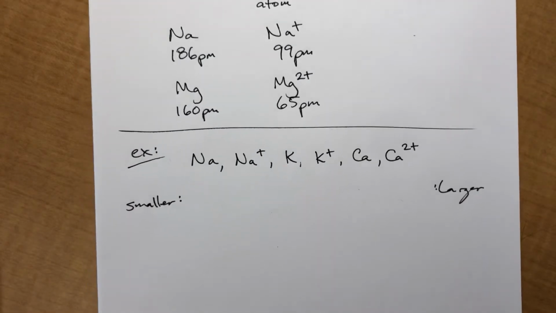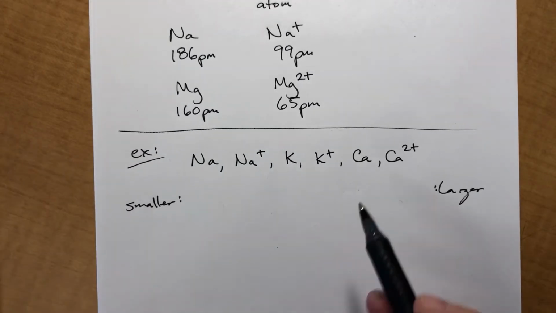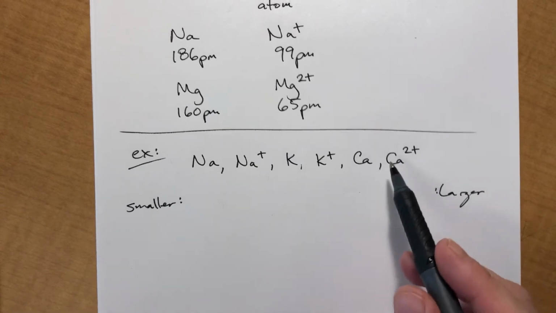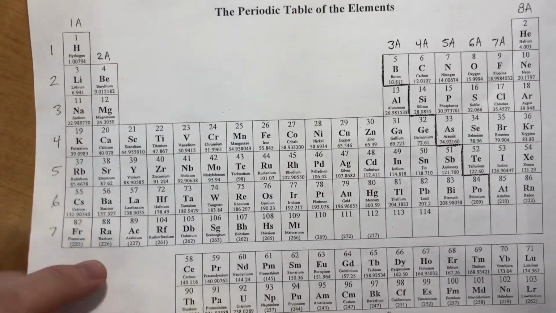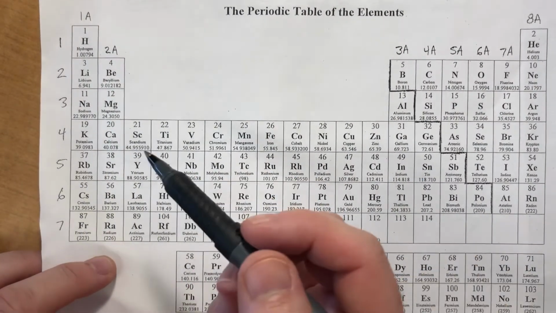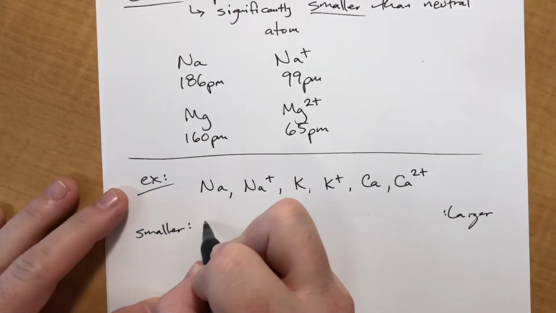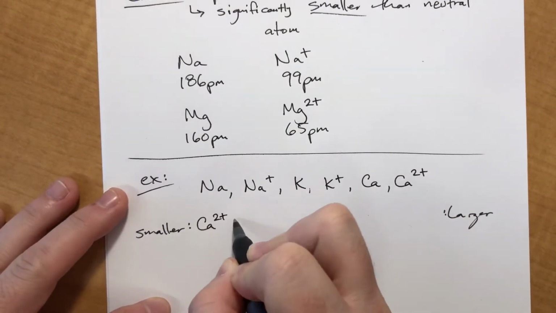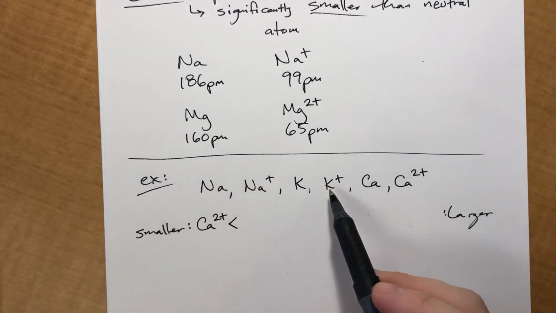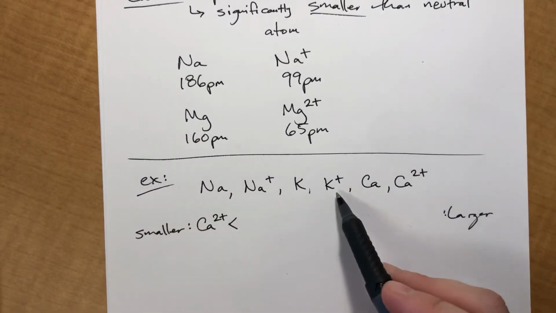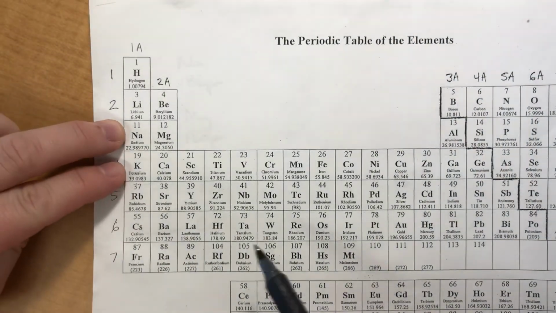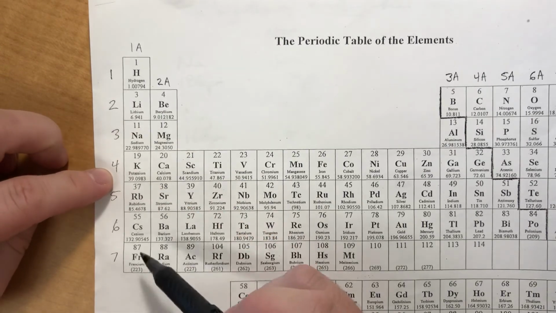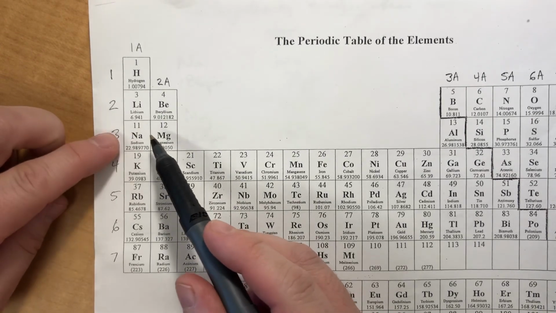So when you're thinking through this, look at the charges first. The thing that is the smallest is whatever's going to be the most positive, because positive charges make things really small. So no matter where it's at, the up and down, left and right trend, it could be anywhere on the periodic table, anything that's a +2 is going to be smaller than anything that's a +1. So Ca2+ should be the smallest. The next two smallest are the sodium ion and the potassium ion. And the up and down trend, as long as they have the same charge, still works. So things get bigger as you go down, so potassium plus should be bigger than sodium plus.